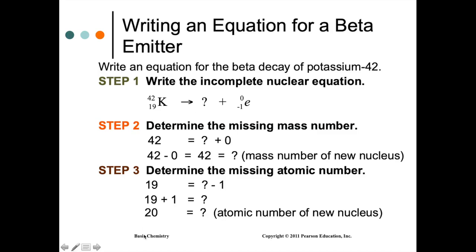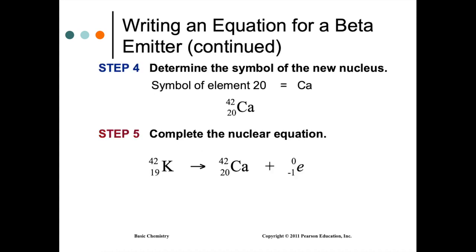Now that we know the atomic number is 20, we can use our periodic table to figure out what the symbol for our daughter nucleus is. Looking at your periodic table, hopefully you should see that element number 20 is calcium. So we use the symbol for calcium, Ca, with its mass number of 42 and atomic number of 20.